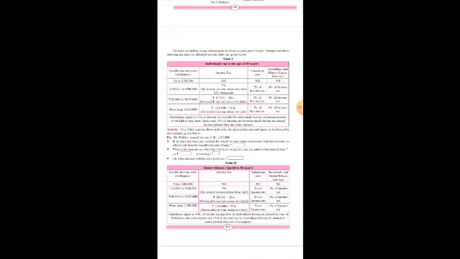So my dear students, there are 2 tables. Table 1: this table is all about individuals up to the age of 60 years. See, so now we will see on how much amount the income tax is compulsory to pay, if you have how much amount, and on how much amount you have to pay how much income tax. So my dear students, please pay attention towards this table over there.